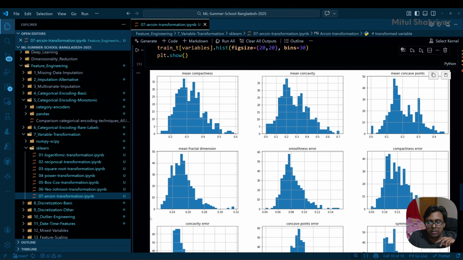So the question might come up: can you totally make it normal from skewed? We cannot totally make that. We try to do that, but we're trying to do the best thing before we run into the model. That is it.